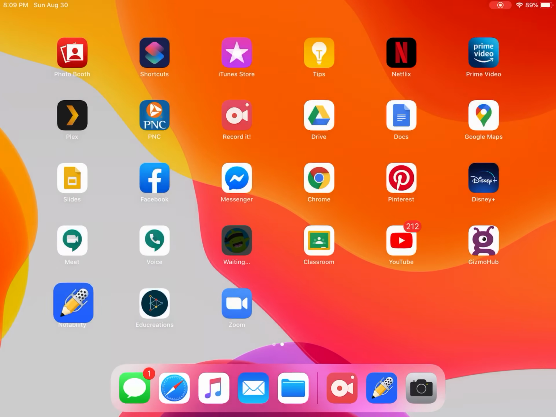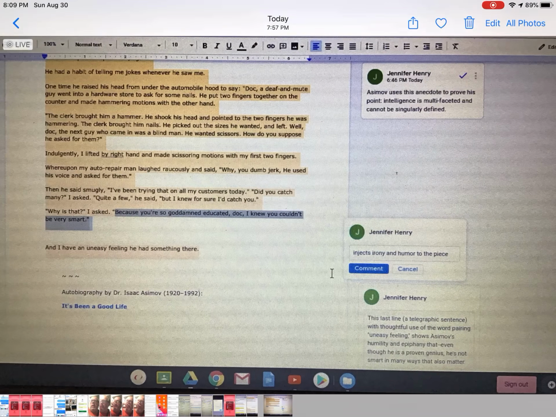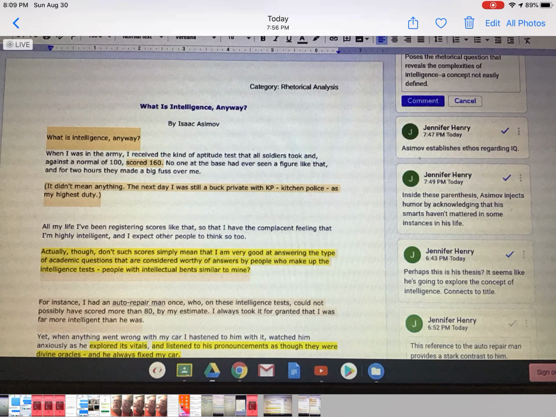So if we take a look at this same document in Google Docs, you will be able to make highlights and annotations. And so I wanted to show you mine. I took the portion of the text, what is intelligence anyway? And then over on the top right hand, I said, poses the rhetorical question that reveals the complexities of intelligence, a concept not easily defined. I marked scored 160. And over on the right, I put, Asimov establishes ethos regarding his IQ. I mean, he's a smart guy.